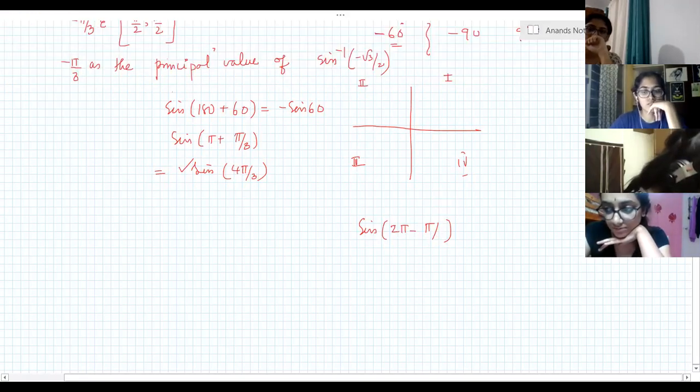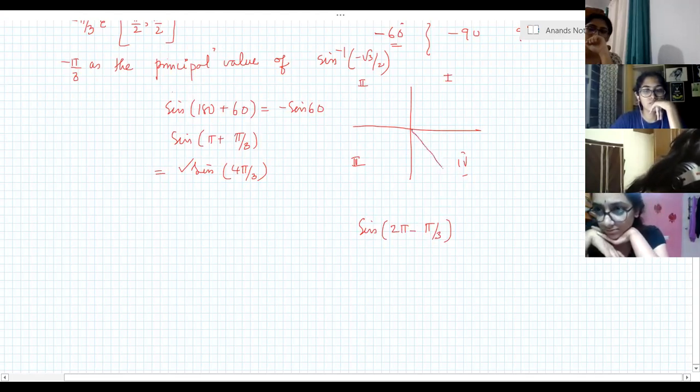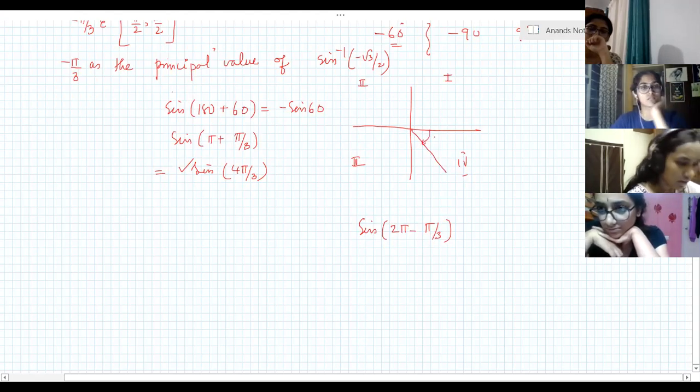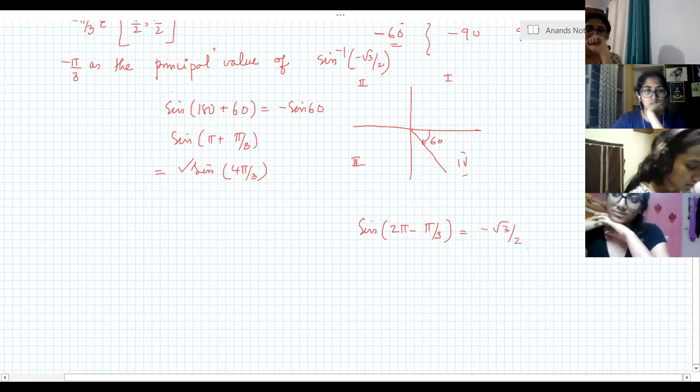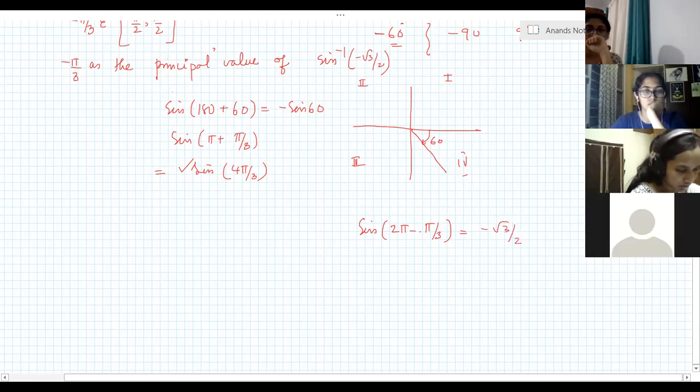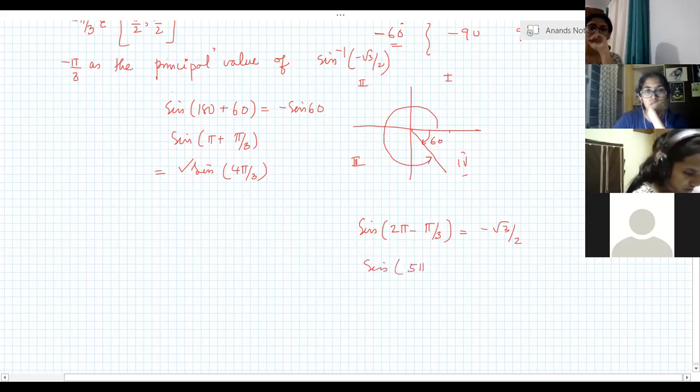So, because in the fourth quadrant also, sine 60 is going to give you minus root 3 by 2. Okay, so 2 pi minus pi by 3 means, if you're measuring this angle, it is going to be minus pi by 3, or this angle is going to be sine of 5 pi by 3, correct?